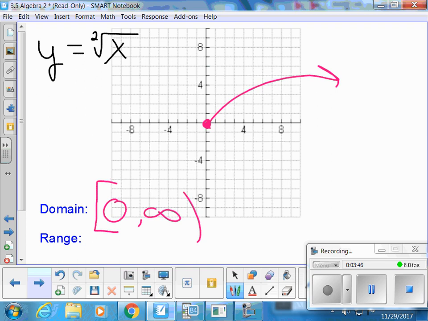And then range on the y-axis. The lowest we get on the y-axis is 0, but it can go up forever. It does start growing slower, but it keeps growing. So 0 through infinity is the same as the domain. The range and the domain are the same thing. That's not always the case that the domain and range match. What is the square?